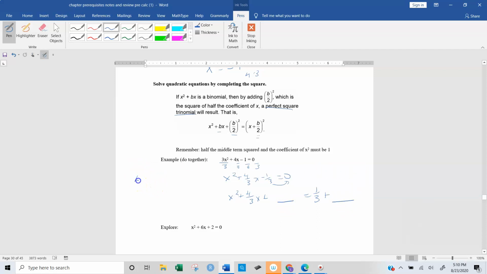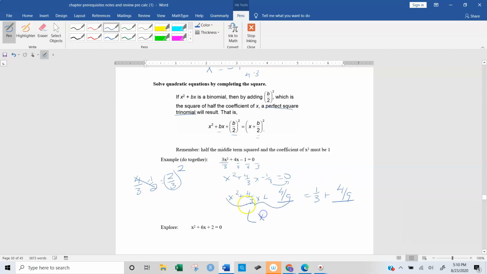So in your head, you're saying, what is half of 4/3? Well, half of 4/3 you know is 2/3. All right, so then you have to square that because it's completing the square. I need a perfect square over here. So now that adds 4/9. I just made a perfect square trinomial.